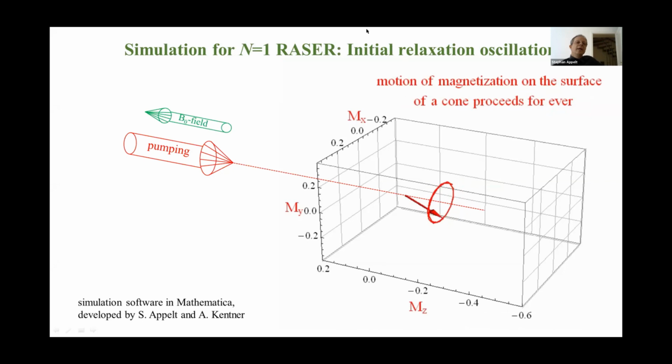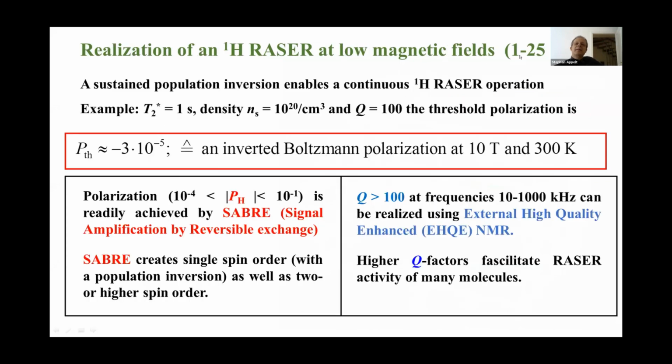Now we want to realize this at low magnetic fields, say typically 1 to 25 millitesla. And so we need a sustained population inversion. Patrick has shown one way with a membrane reactor. I'll show you another way, directly bubbling in. So say T2 is 1 second, and we have about 10 to the 20 spins, and the Q is at low field typically 100. So we need at least a negative polarization, population inversion, of about 10 to the -5. This corresponds to an inverted Boltzmann polarization for about 10 Tesla at 300 K. So this is what we need.